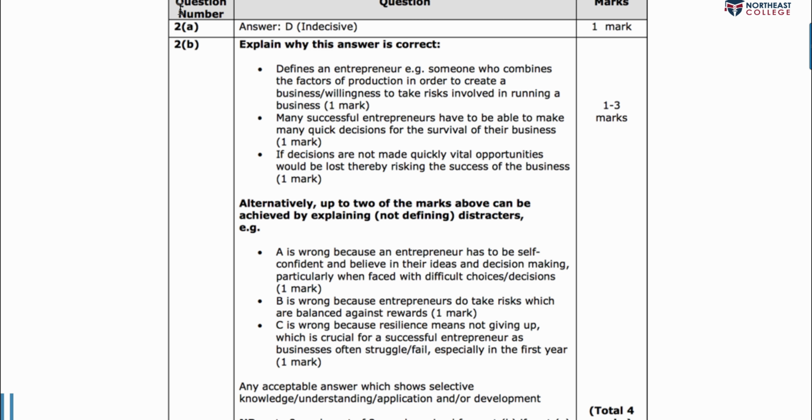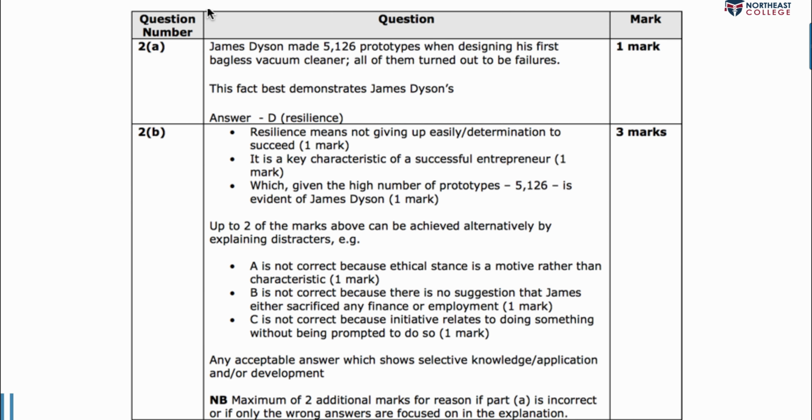You want to relate it to the fact that the entrepreneur should be able to make decisions, because that is where the subject matter is. So you want to look at the keyword here. The keyword, you know exactly the question is talking about an entrepreneur. So that's why you need to define it. Defines an entrepreneur. Now, what's an entrepreneur? Someone who combines the factors of production in order to create, I beg your pardon. Let's go back again.